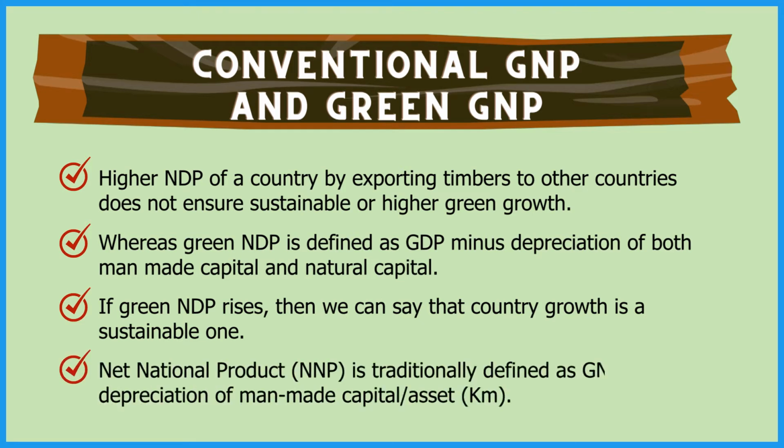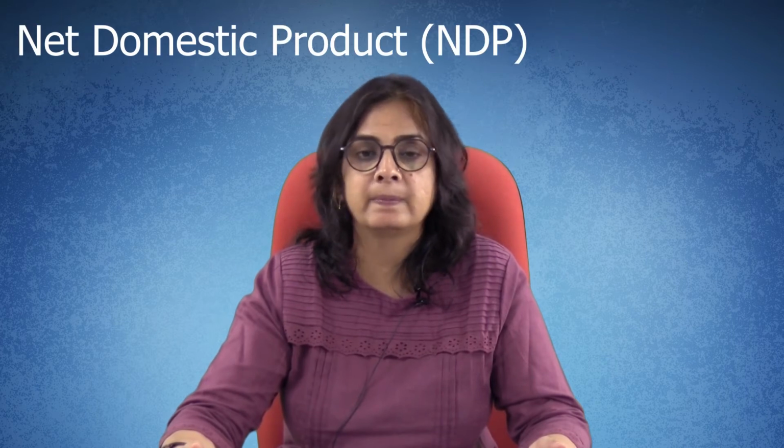Net national product or NNP is traditionally defined as GNP minus depreciation of man-made capital or asset. Now, NNP does not take into account the depreciation of natural capital such as degradation of air, land, water as well as forest. This is the income left over after we put money to one side for the depreciation of assets. Now, depreciation of man-made capital is nothing but wear and tear of man-made capital like machines when they are put into use for production. The green net domestic product shows the real growth of the country, unlike traditional GDP or NDP, which overestimates and overstates the growth of a country basically.